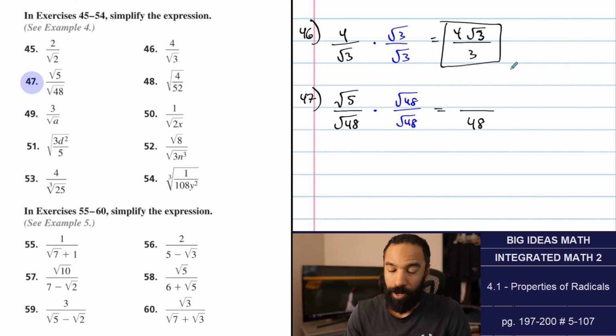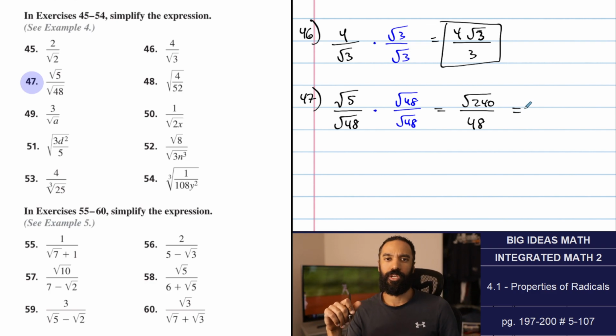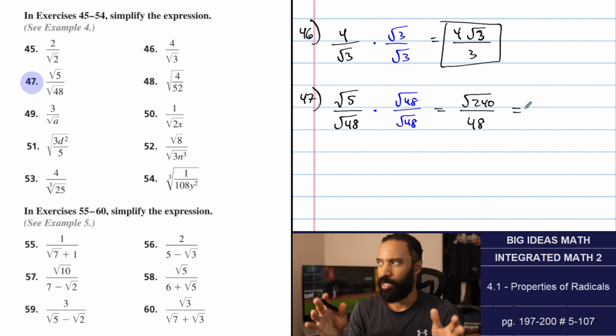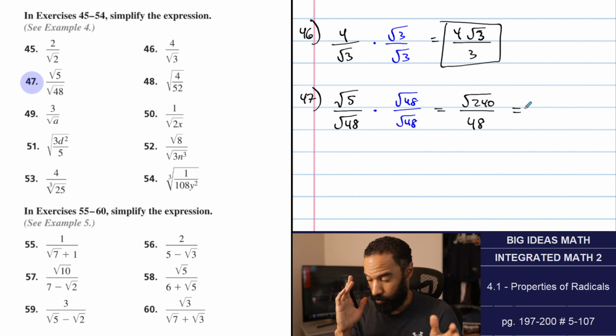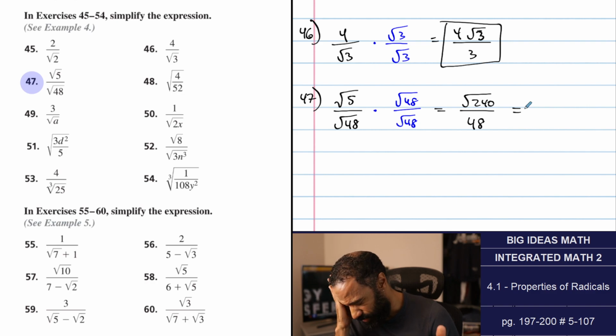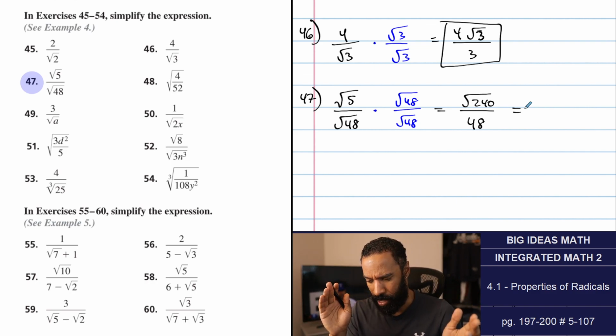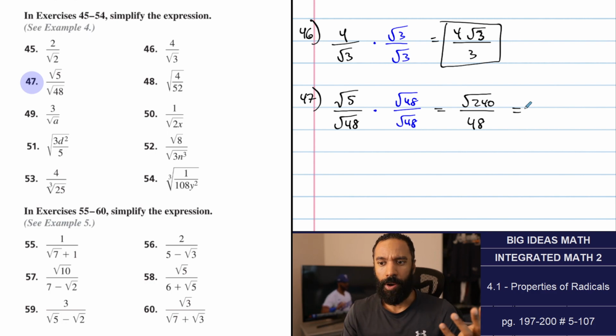Root 5 times root 48 is root 240. And now we have to find a perfect square factor in 240, the largest one possible that's going to work out here. So clearly 4 works. 8's not a perfect square. I think 16 works. I know 16 works. In fact, it's 16 times 15. So I think that's the biggest one.